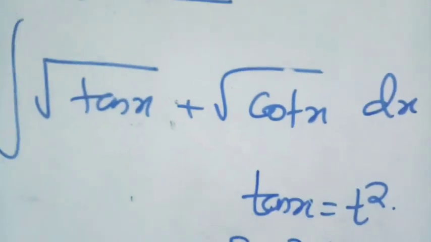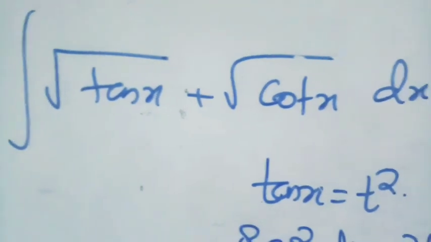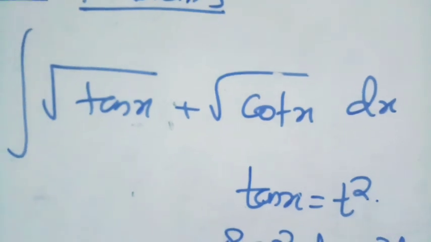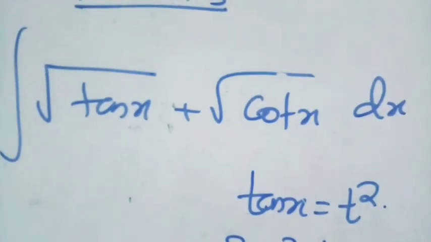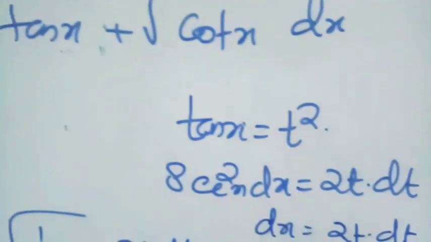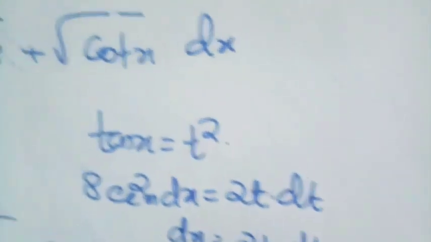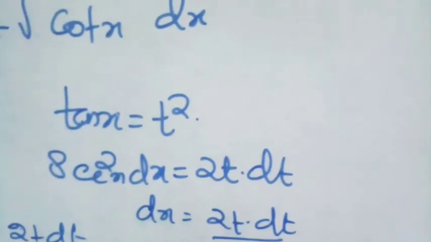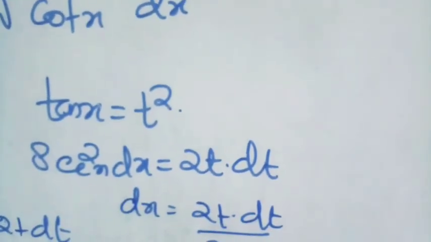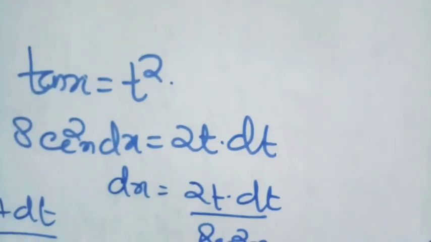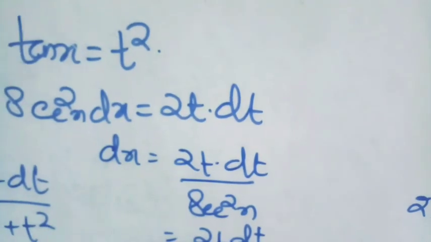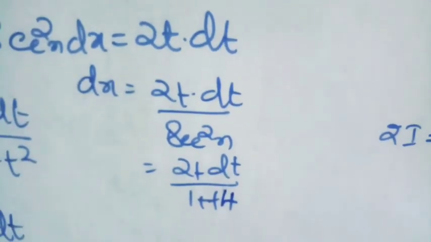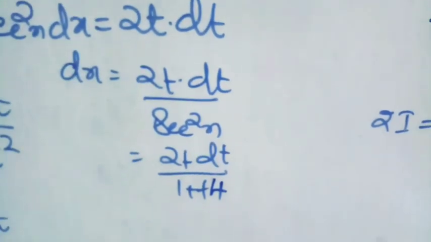Now, to integrate an expression which involves radical symbols, sometimes we can use the substitution of the function inside the square root as t square. That is, here assume tan x is equal to t square or cot x is equal to t square. Better you take tan x is equal to t square. Differentiating, sec square x dx is equal to 2t dt, and dx is equal to 2t dt divided by sec square x, and that sec square x you can write as 1 plus tan square x.